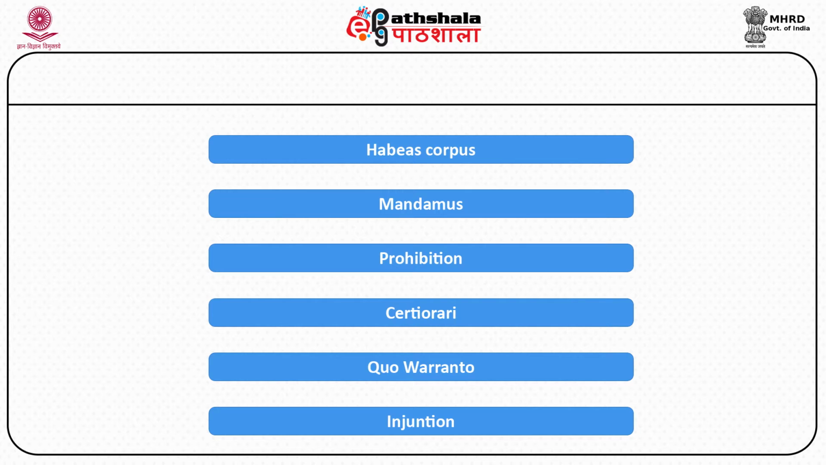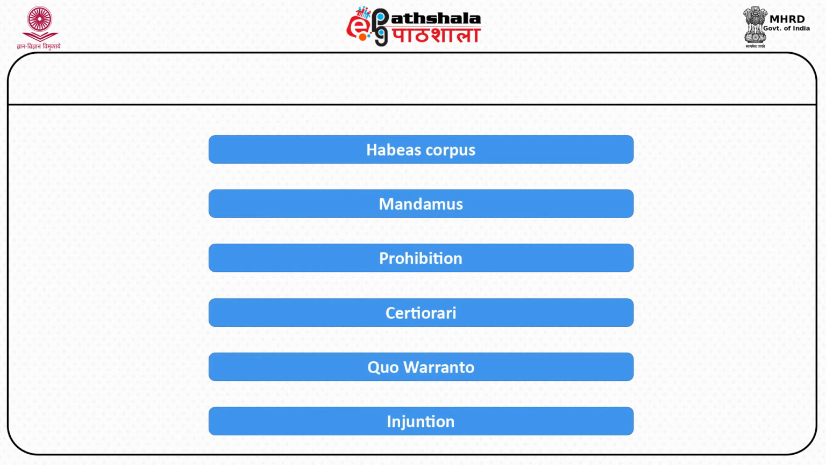Then the third kind of writ which is available is in the form of prohibition. It literally means to forbid. It is issued by the higher court to the lower court when the latter exceeds its jurisdiction. So it can be exercised only against judicial and quasi-judicial authorities and not against administrative authorities. Hence, its importance as a tool of judicial control over administration is highly restricted.